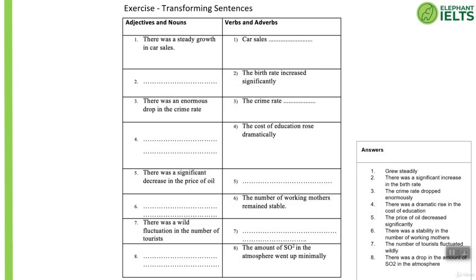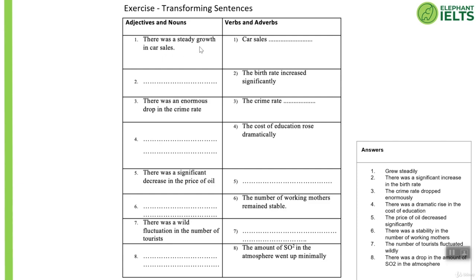This exercise practices different sentence structures. Remember we mentioned earlier that it's better to show the examiner that you know how to use an adjective and a noun, and you also now know how to use a verb with an adverb. Let's do this exercise together.